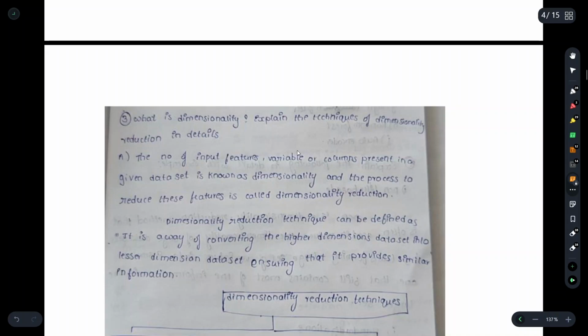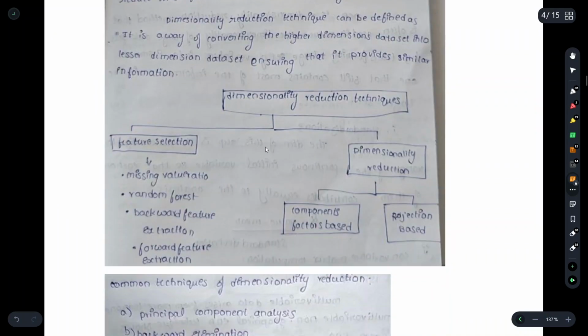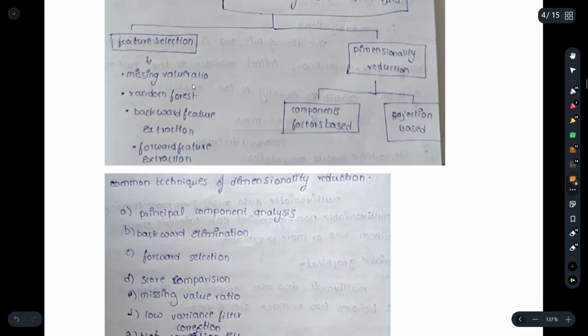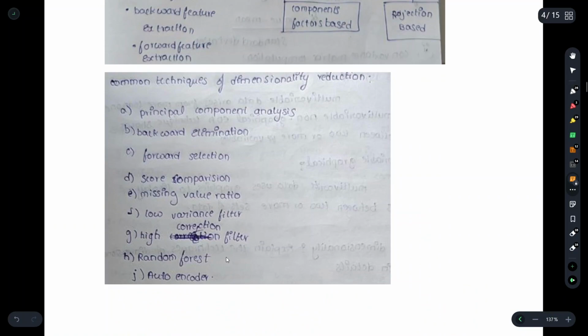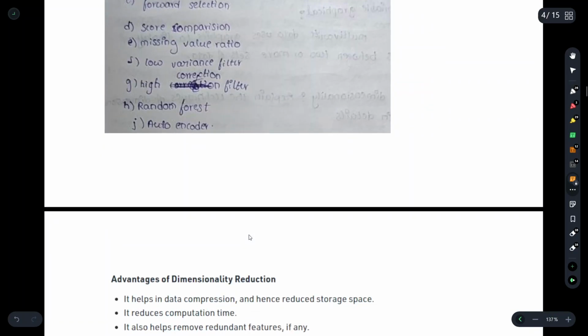Even when the dimensions are reduced, we should make sure that they work in a similar way as the previous one. Here we can see feature selection, dimensionality reduction, components based, factors based. Feature selection: missing values ratio, random forest, backward feature, forward feature extraction. Common techniques of dimensionality reduction are principal component analysis, which we are going to discuss now, backward elimination, forward selection, score comparison, missing value ratio. There are many types. I think some of these will be discussed in CO3, but now there is no need of knowing all those things.